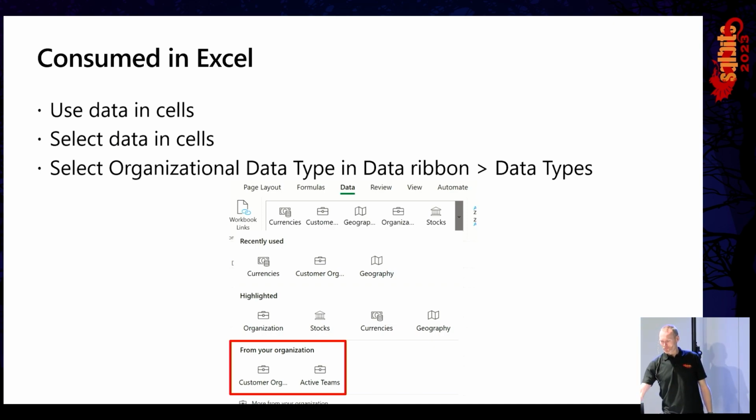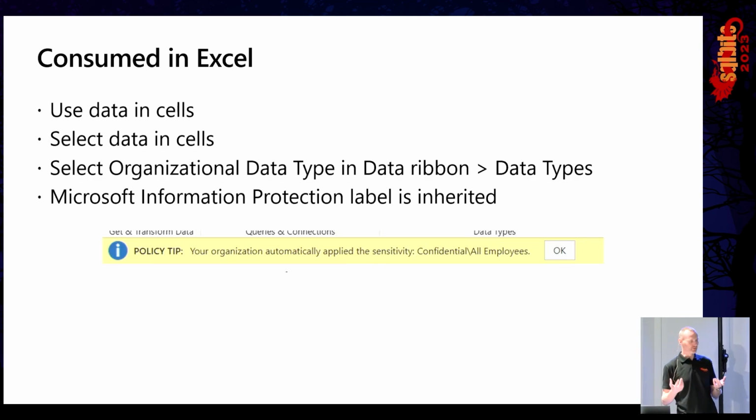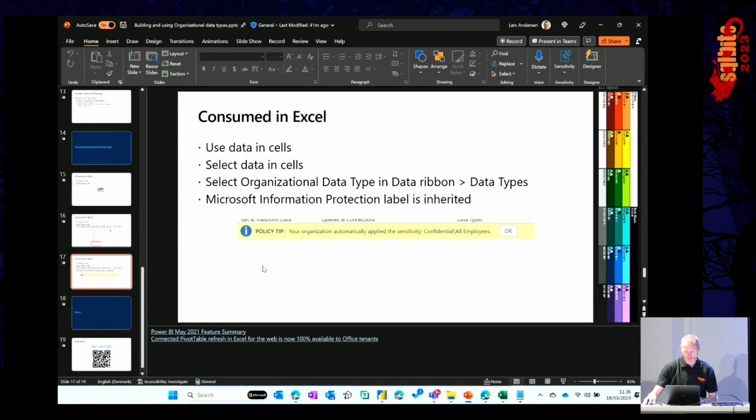Here, and then if you're using Microsoft Information Protection labels, then it's also inherited. I'll also show you how this works. So then you'll get a warning that looks like this in Excel. So let me show you how we actually built this.